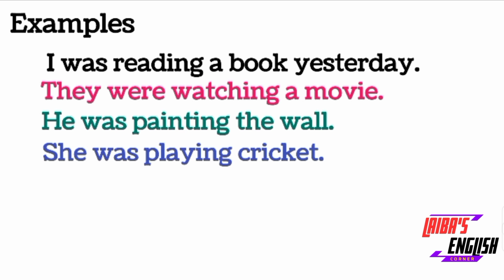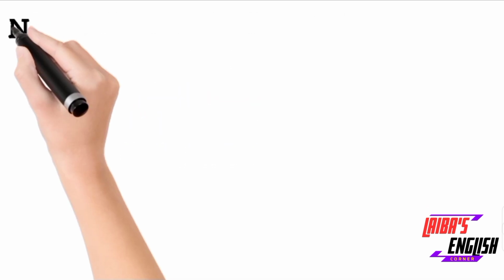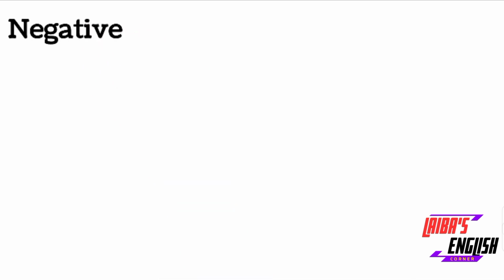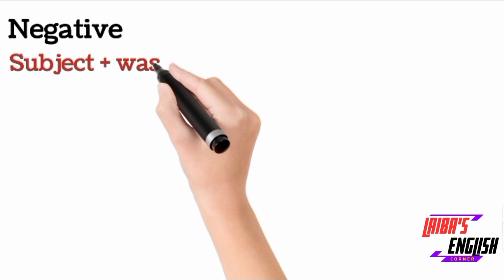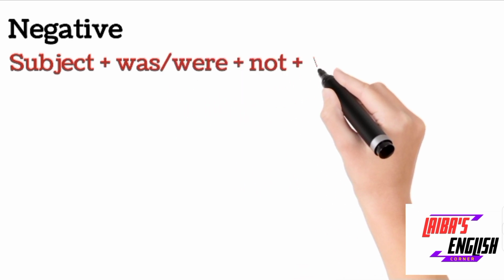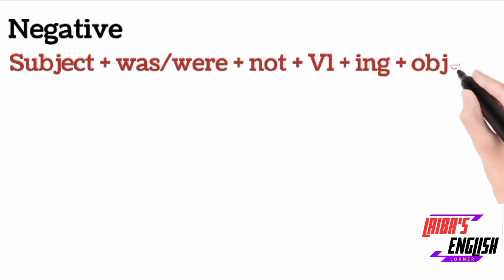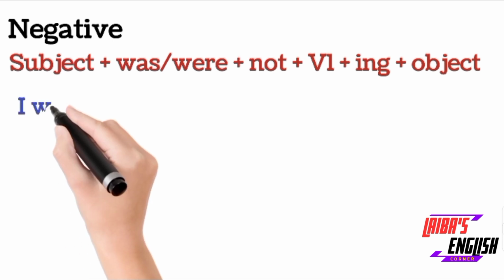Fourth example is she was playing cricket. So I hope you have understood the concept that in this we have to put the first form of verb and ing. In negative, we have to put not after the helping verb. In this structure, the helping verb was is already available. So, subject plus was plus not, verb first form plus ing plus an object.